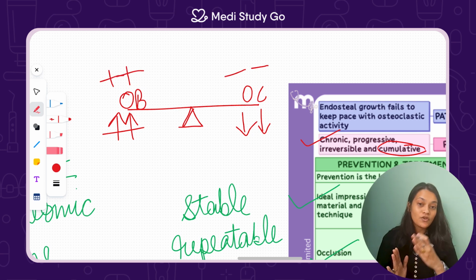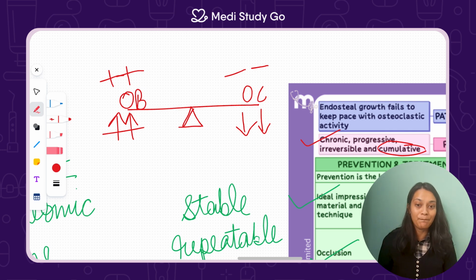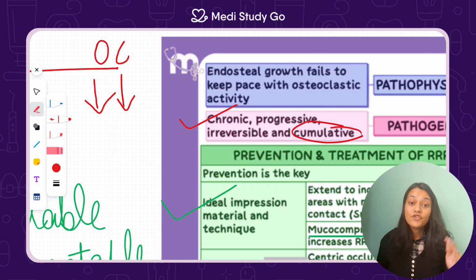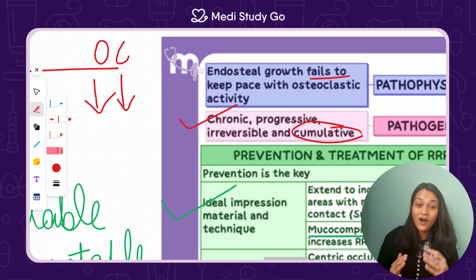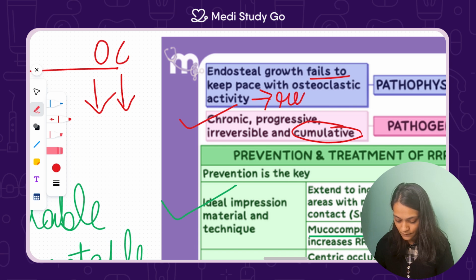Now, whenever osteoclastic activity will increase, what is going to happen? There is going to be imbalance. There's going to be more of resorption than deposition. So there has to be a proper maintenance of these factors which will stimulate osteoblast and osteoclast to maintain the regulation of bone. So whenever there will be failure to keep pace with the osteoclastic activity, the increased osteoclastic activity will lead to resorption.